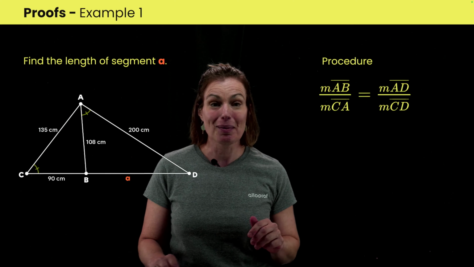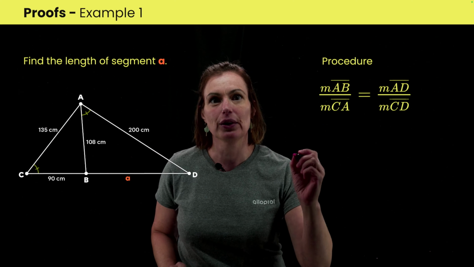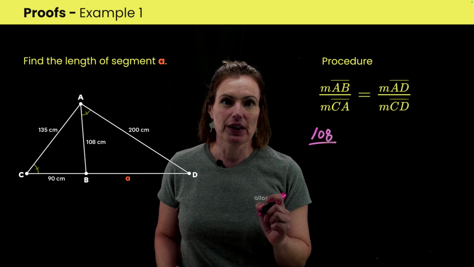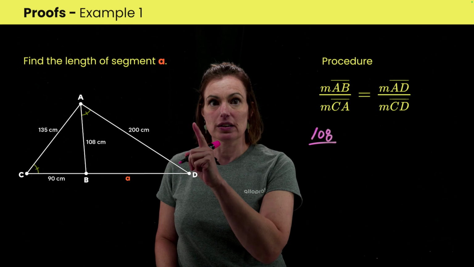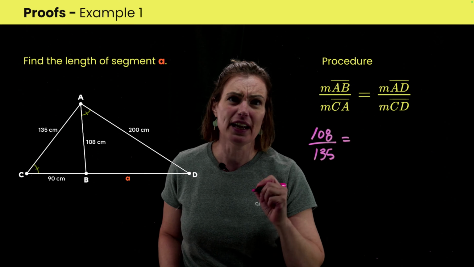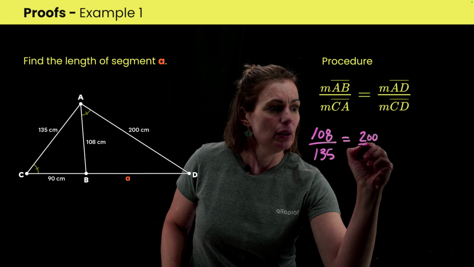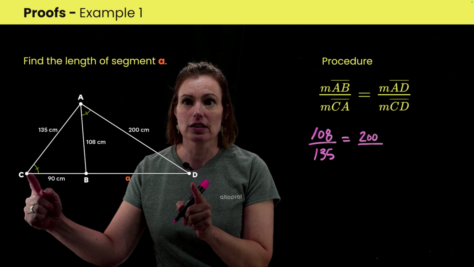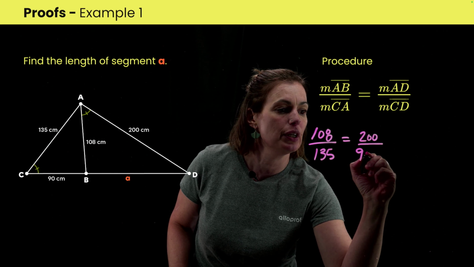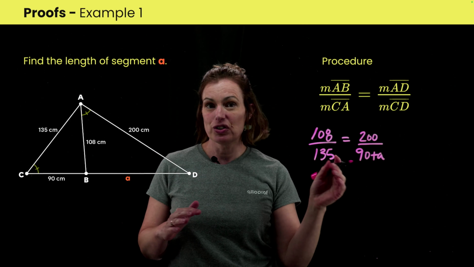So I've done that. I've set up my proportion. I have the measure of AB, which if I take a look at my diagram here, is 108 centimeters. It corresponds to the measure of the length CA. So that's our 135. And that is going to be equal to the measure of AD, which is the 200 centimeters here, over the measure of the length CD. And this is just a little bit more complicated because I actually have to remember to add those two lengths together. So that's going to be over 90 plus A. All right, so that's the proportion set up. I've just got to solve for A now.